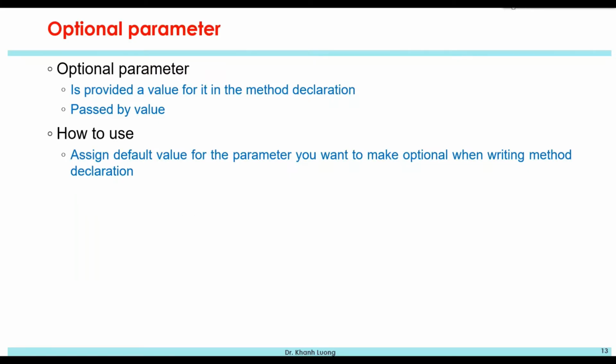An optional parameter is one that is provided a value for it in the method declaration. So when you declare the parameter, you assign some default value for it. This type of parameter is passed by value. How to use this? When you declare the method and you want to declare a parameter as an optional parameter, then you provide some default value for it. So assign a default value for the parameter that you want to make optional.